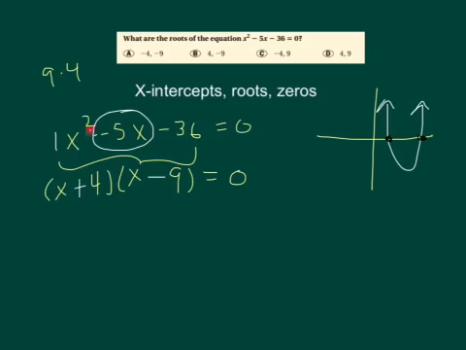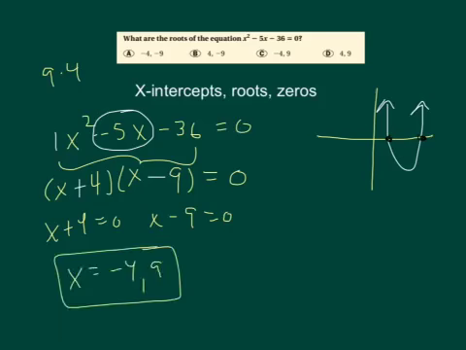That's excellent. So now I'm just going to set these equal to 0. x plus 4 equals 0. x minus 9 equals 0. And I'm going to get a final answer of negative 4 and positive 9. I look up in my multiple choice, and that would be choice C. So when I'm doing multiple choice problems like this, even though it's multiple choice, I still expect to see all of this work.